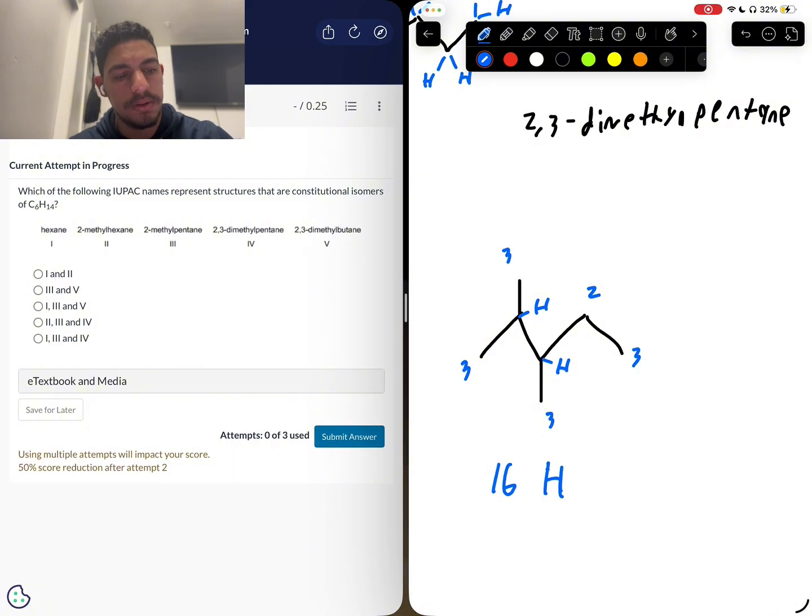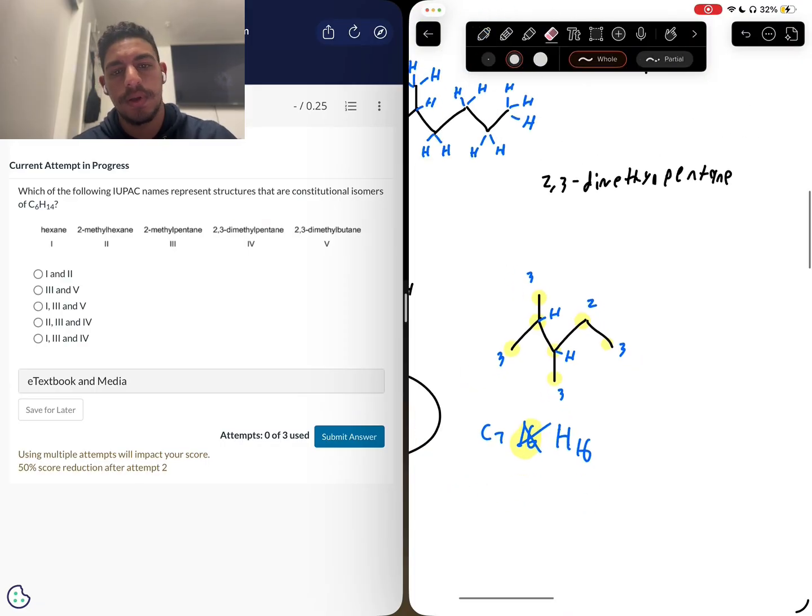So 1, 2, 3, 4, 5, 6, 7. 7 carbons. C7H16, right? Ignore this part. C7H16, that's not a constitutional isomer, that's a completely different molecule altogether. So let's move on.